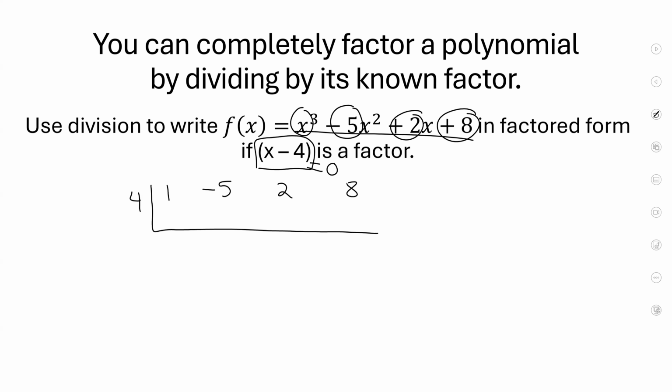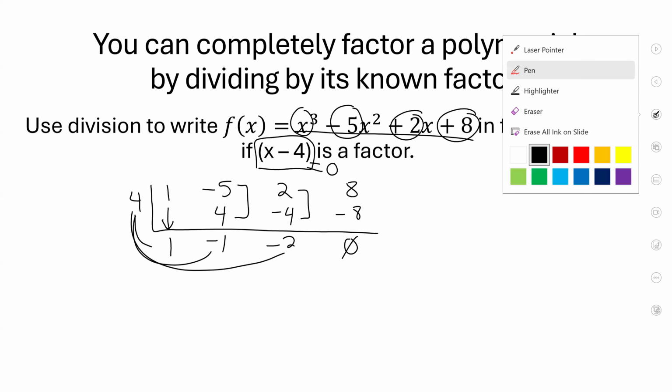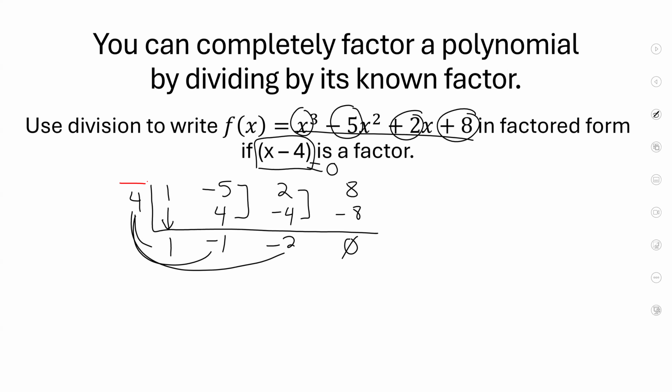We're going to do synthetic division. You bring down the first coefficient and you multiply. Then you add. Then you multiply. Then you add. And then you multiply. 8 minus 8, that's 0. So guys, that means this is a solution because I got nothing for my remainder. My remainder was 0. That means 4 is a solution.